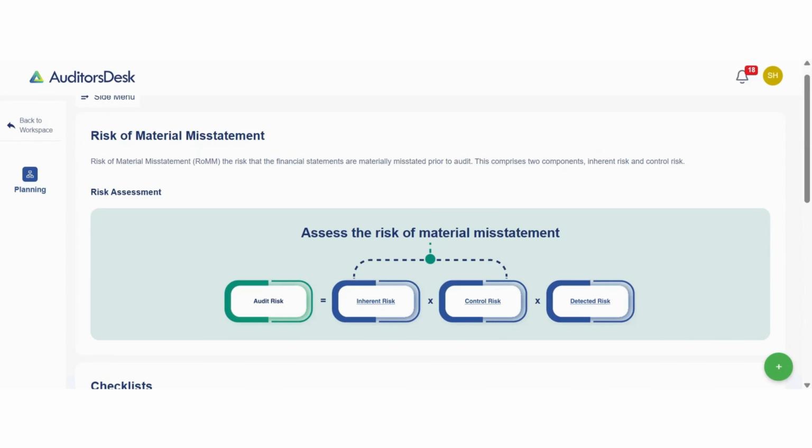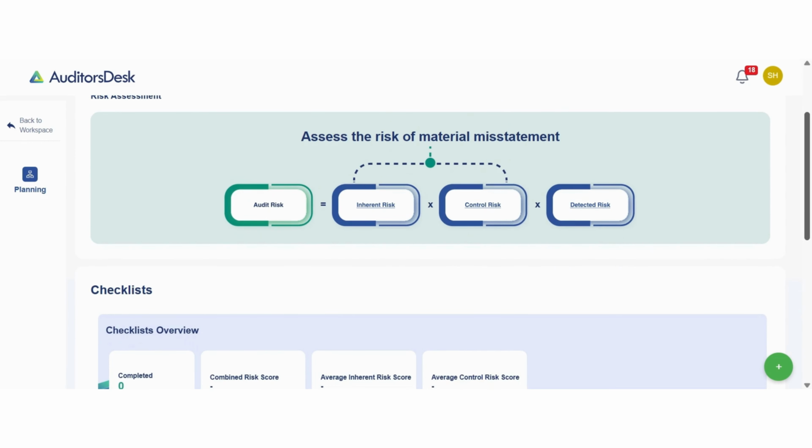Hi team. Today we'll be discussing risk assessment in our audit process. Risk assessment is a critical step that helps us identify areas where material misstatements could occur in the financial statements.